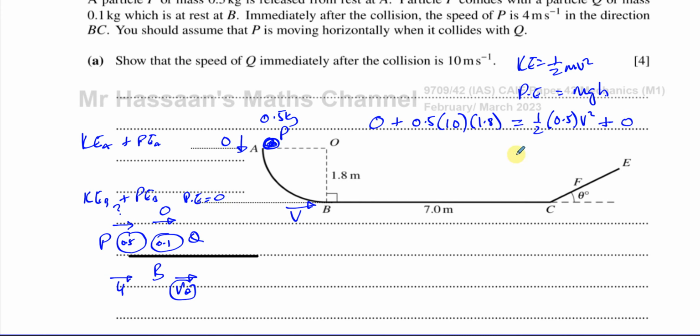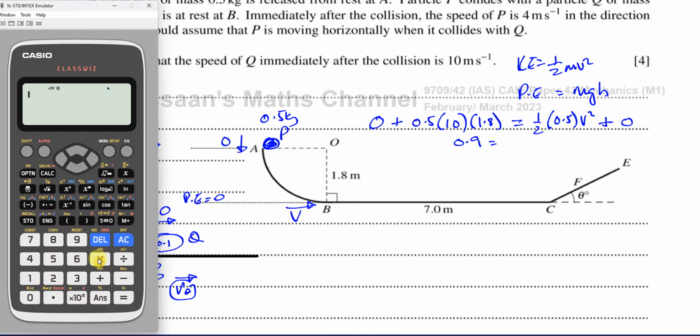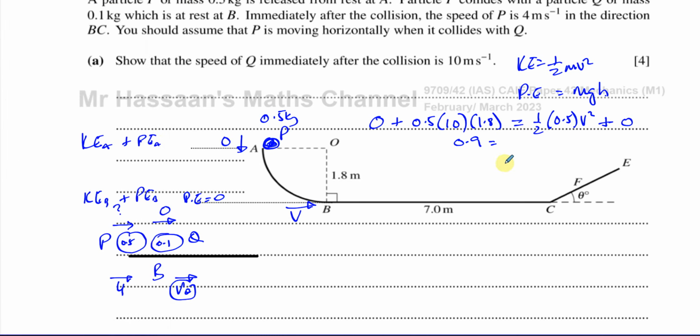Okay, so we have this equation we can now solve. We're going to have 0.5 times 10, which is 5, times 1.8, which gives you 9. Okay, so it's actually 9, sorry. My bad. So that's 9.